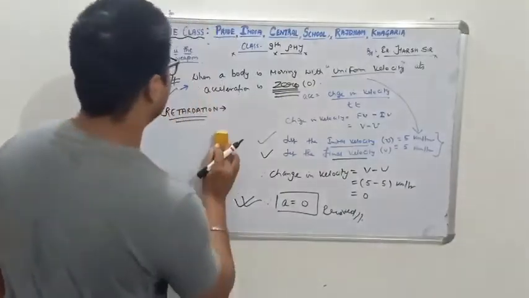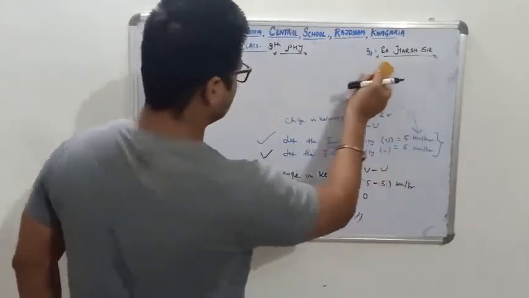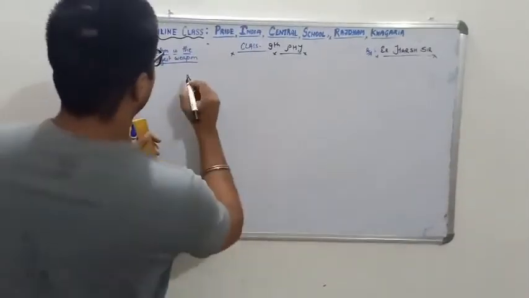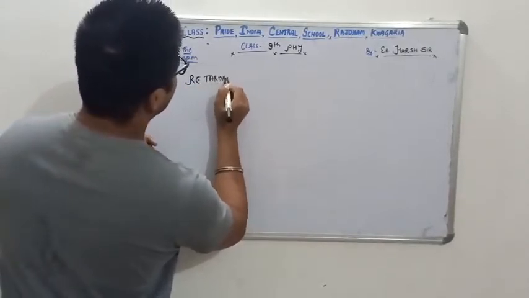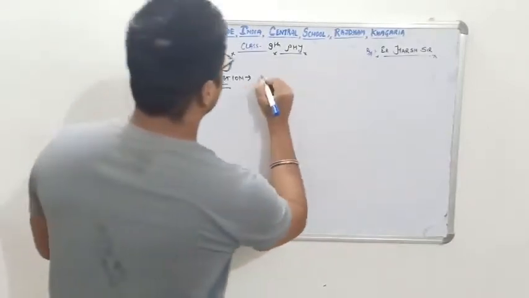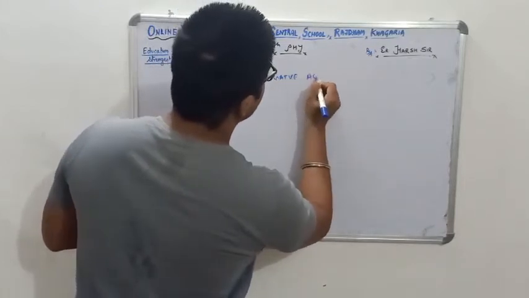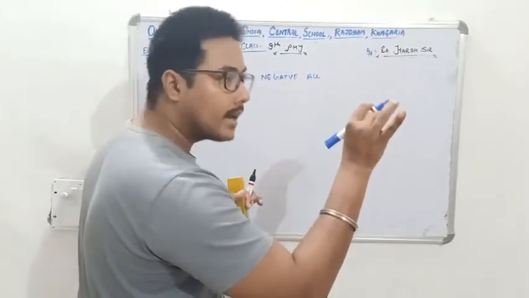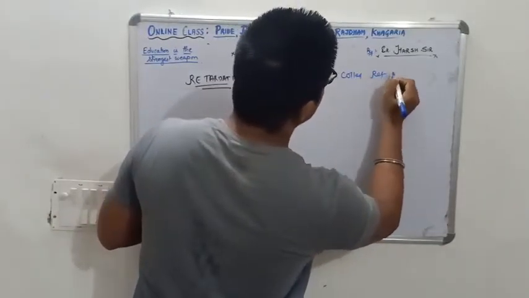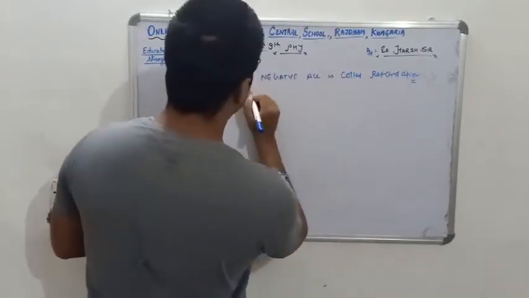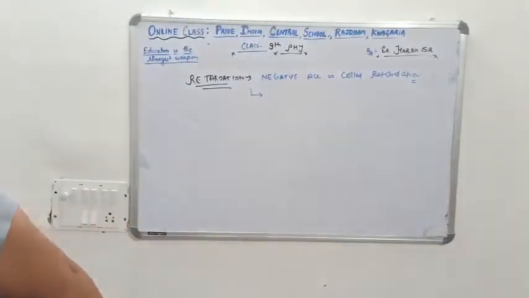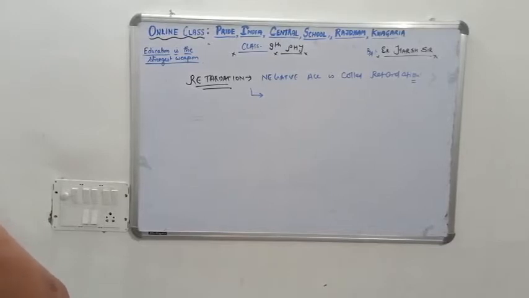Now we'll study about retardation. What do you understand by retardation? It's very simple. It's the same as acceleration, but it is negative acceleration. I'm writing acc in short for acceleration. So negative acceleration is called retardation. Or for a layman, I can say that when there is a decrease in the velocity continuously, it is called negative acceleration.